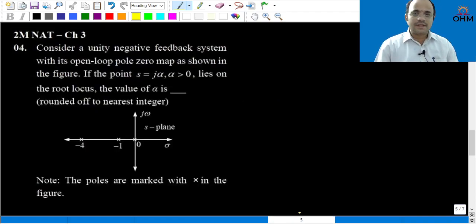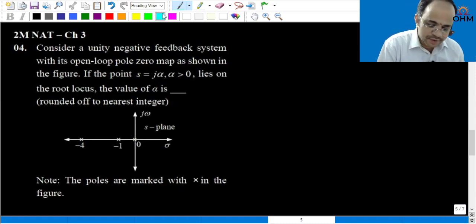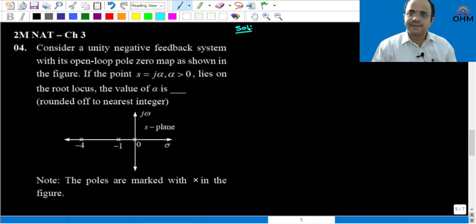Next one, another 2 marks question. Consider a unity negative feedback system with its open loop pole zero map as shown in the figure. If the point s is equal to j alpha, where alpha is greater than 0, lies on the root locus, then the value of alpha is. Now this problem is from the stability chapter, that is the third chapter in my lectures. By using Routh's method you can find out.